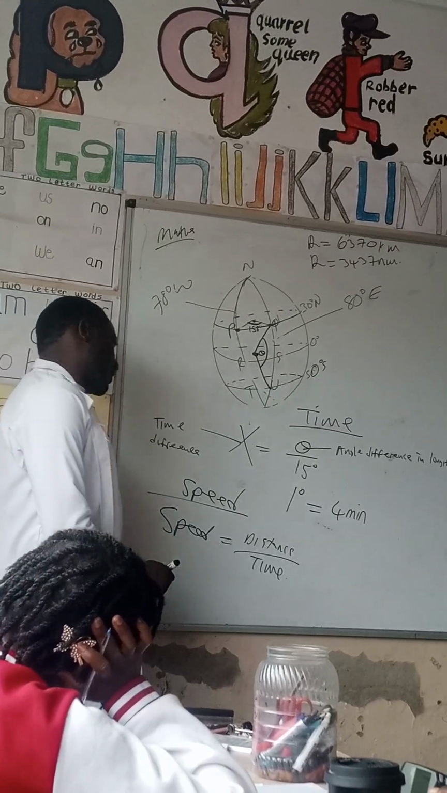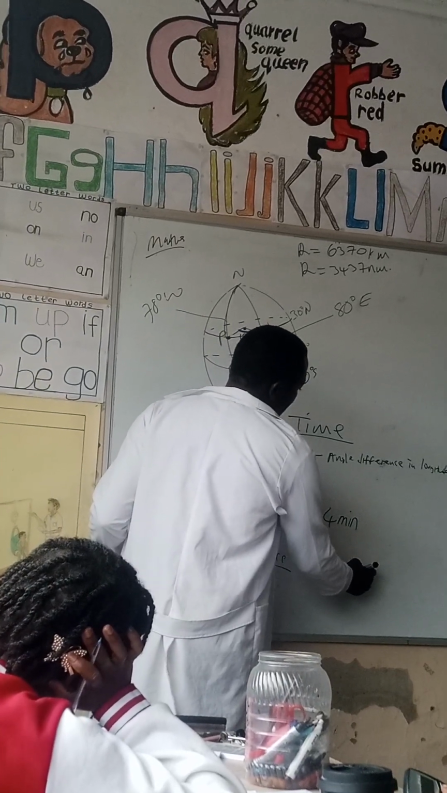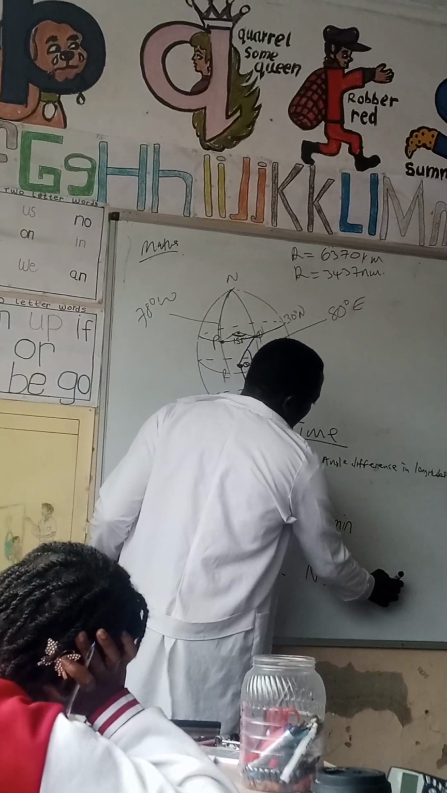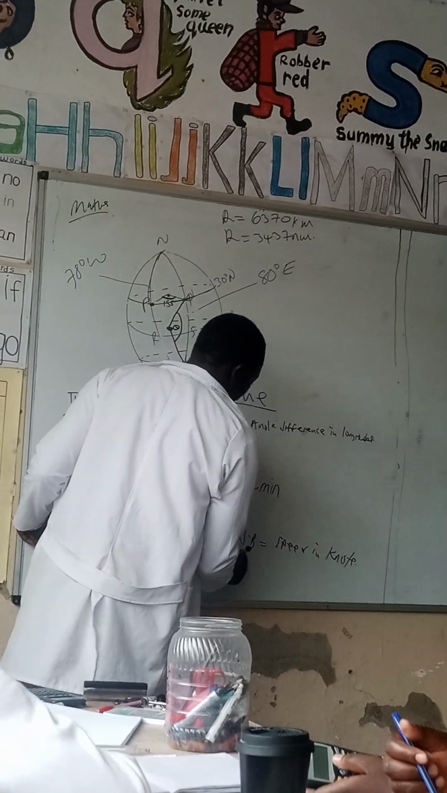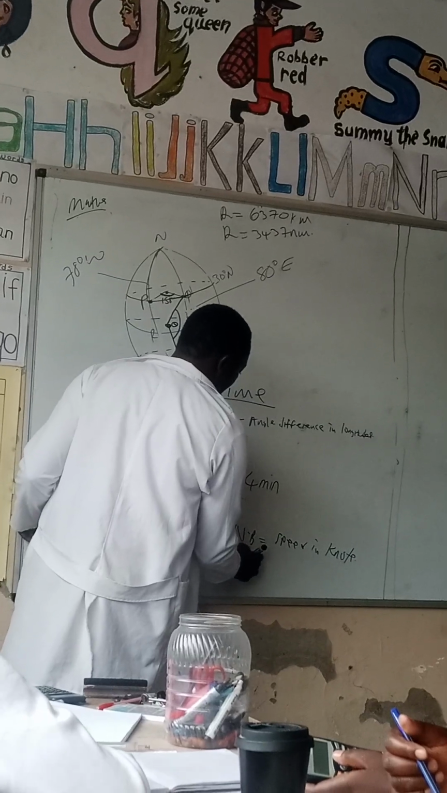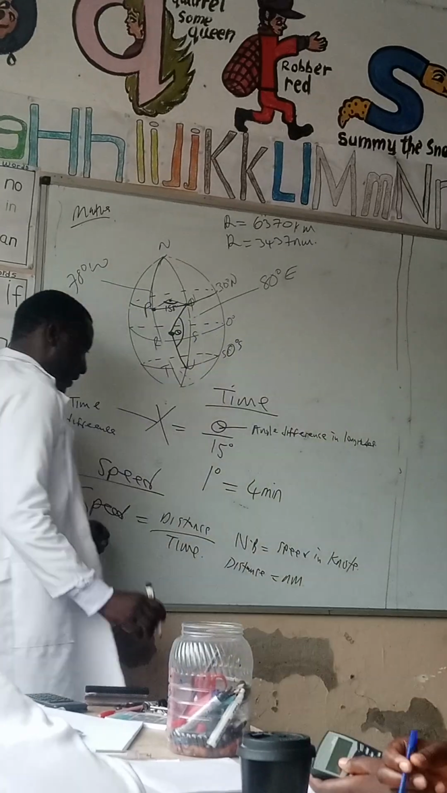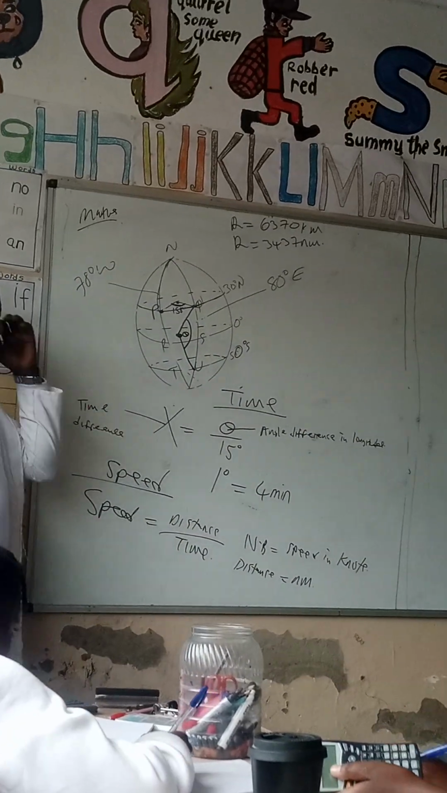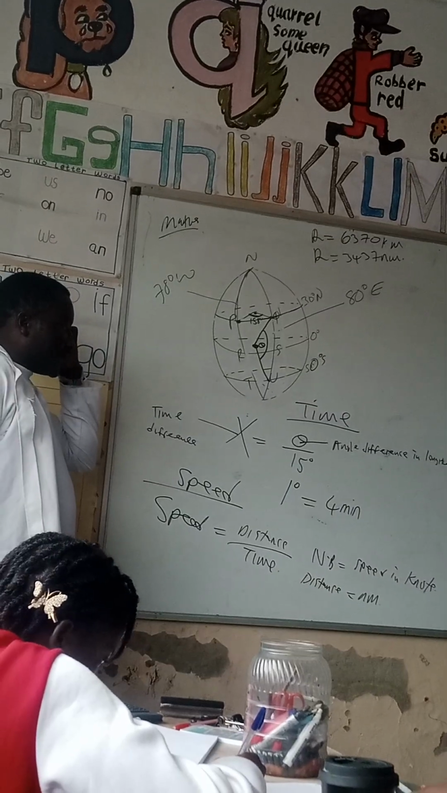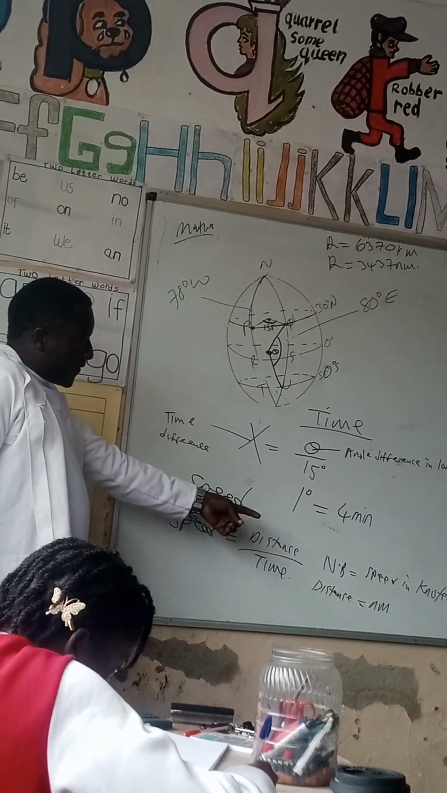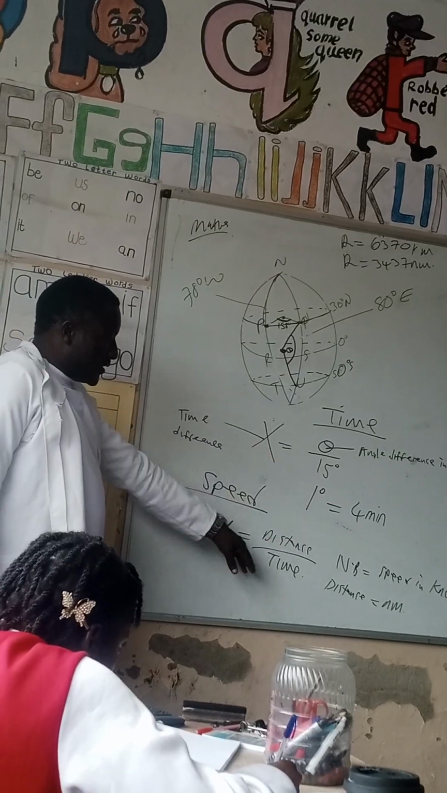But just a caution: when they say speed in knots, that simply means distance is in nautical miles, not kilometers. When they say find the speed in knots, they are simply saying you will find the distance in nautical miles.